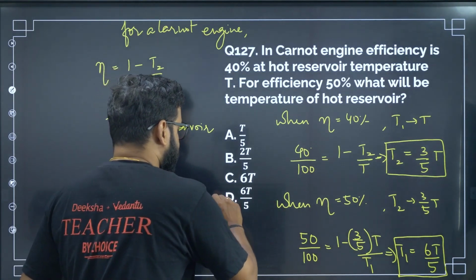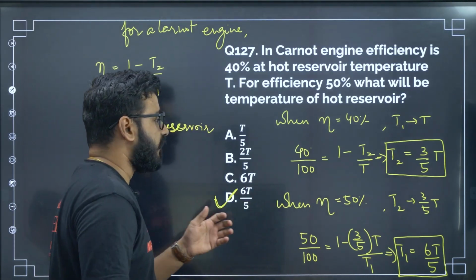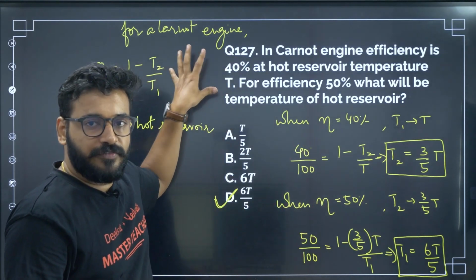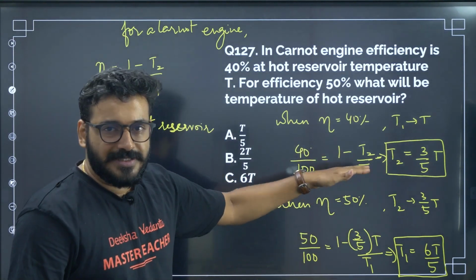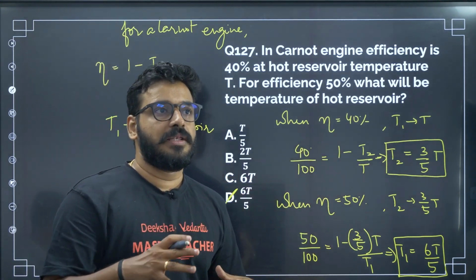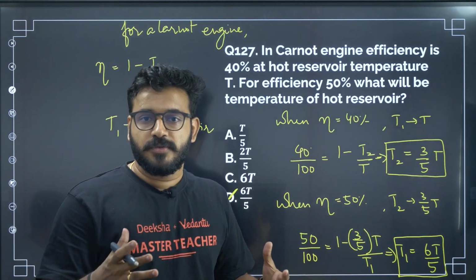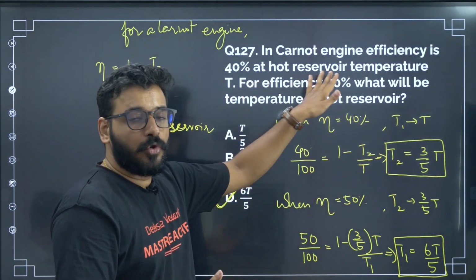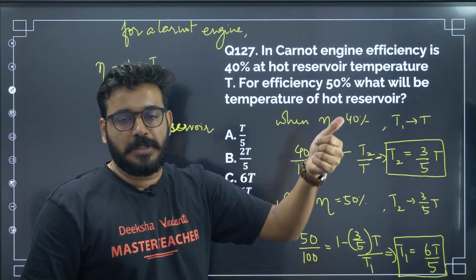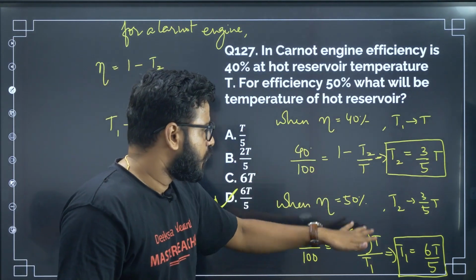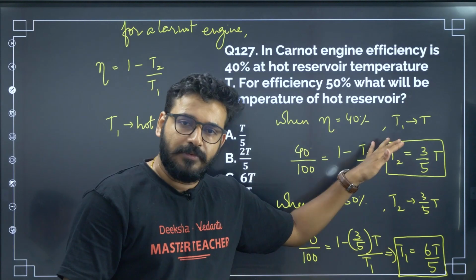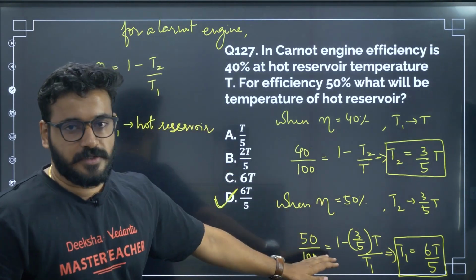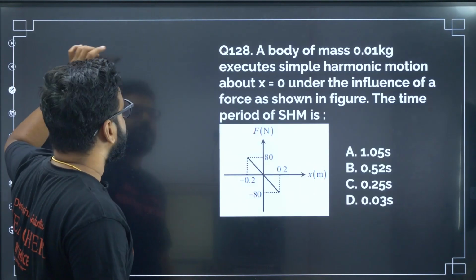So the final answer has arrived at 6T by 5. Again, if you know the Carnot engine concept of efficiency, you can definitely do this. This type of problem has been repeated in a lot of chapters. They'll give one particular condition and a kind of clue for that, like if T at 40%, what is at 50%? So you just have to work out the same formula twice at different levels, and then you will end up at the correct answer. All right. Next question.